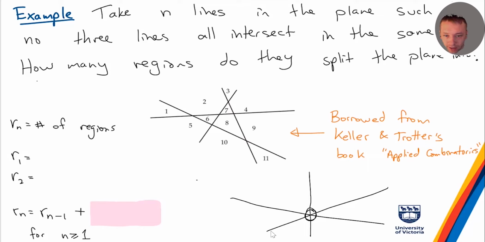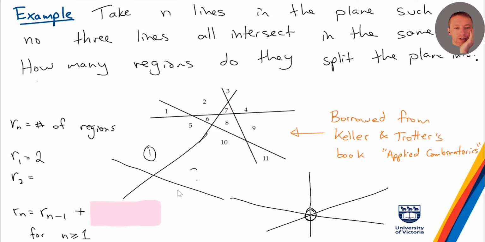And so here's an example. I borrowed this example from the book. So what is R1? Rn is the number of regions you get with n lines. If I draw just one line, then that one line splits the plane into two parts, right? So R1 is going to be 2. What's R2? If I draw two lines, it's going to give me 4 regions, 1, 2, 3, and 4. Right, so R2 is 4.